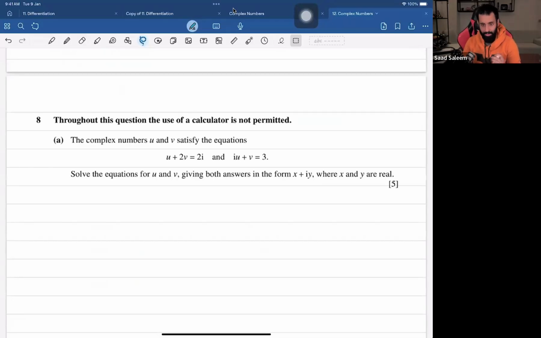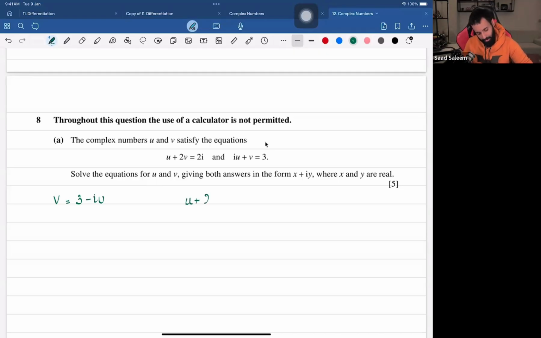Throughout this question, the use of a calculator is not permitted. All right. Now, the complex numbers u and v satisfy the equations u plus 2v is equal to 2i, and i u plus v is equal to 3. So once again, let's first decide what it is that we're going to make the subject. So if you're using the first equation, it would be easier if you make u the subject. That way you won't be dealing with any fractions, although at some point you will have to. It's unavoidable. But if you're using the second equation, we can make v the subject, which is going to be 3 minus iu. Okay, so because this has come with the help of the second equation, we're going to substitute it in the first equation.